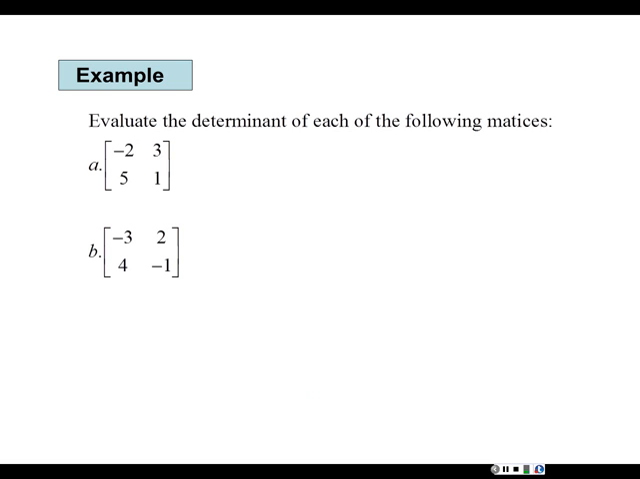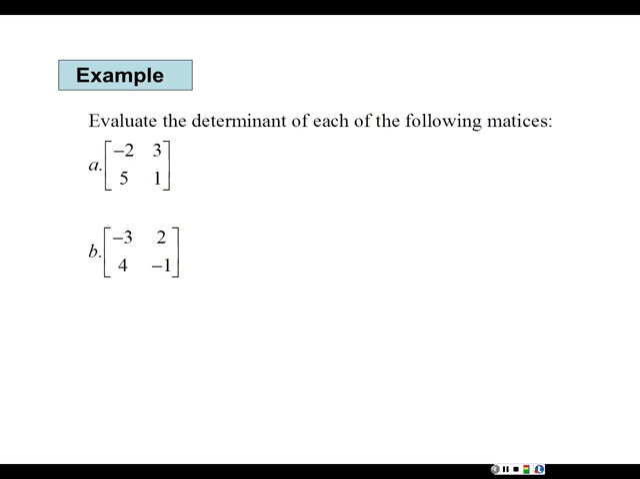So we have 2 matrices here. Let's try the B. Let's see whether we can find the determinant of the second one. Remember, we just do the cross multiplication, and there is an ordering. You always want to do this one first, and then minus this one. There is an ordering; you cannot change the order. So it will be negative 3 times negative 1 minus 4 times 2.